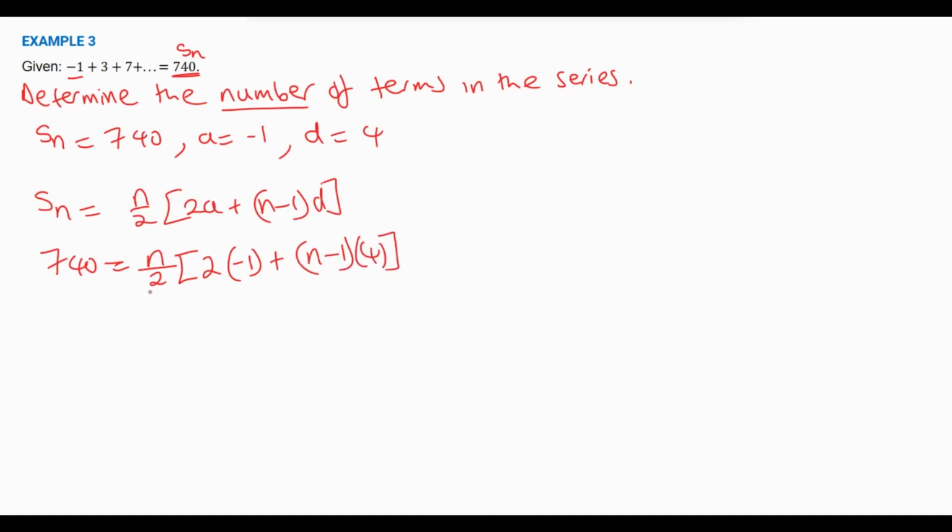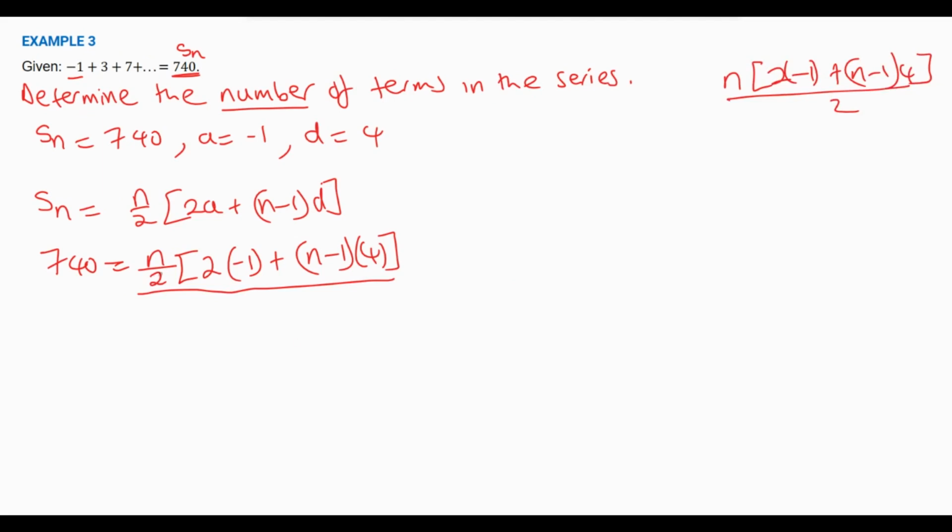Usually what I do, I usually multiply. We can do these things differently, okay? But the first thing is to eliminate this denominator. Remember, this whole thing is the same as n times negative 1 plus n minus 1 times 4 divided by 2. It's just the same as this, okay?